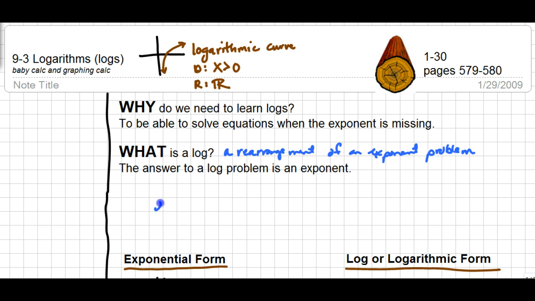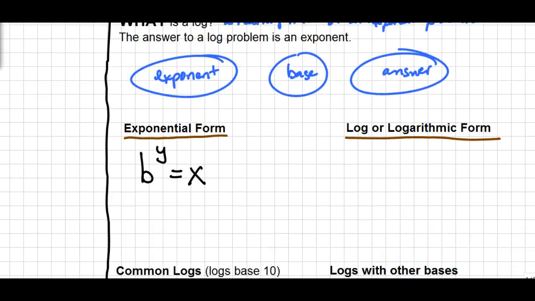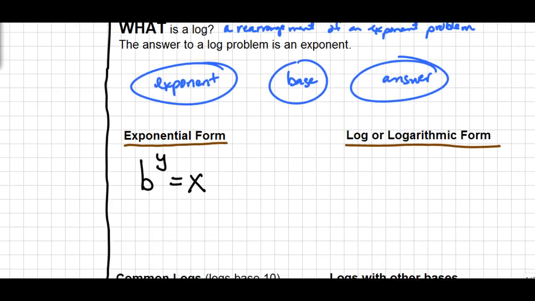So because of that, every exponent problem obviously has an exponent in it. It also has a base that it came from, and then it has an answer. And what a log problem does is takes those three pieces and jumbles them up. Students need to be comfortable taking an exponential formed situation and turning it into a log and vice versa.